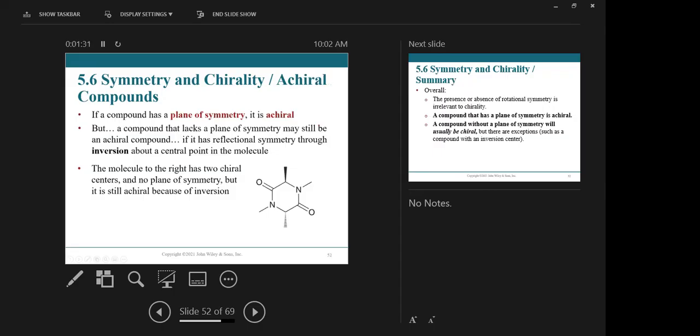If a compound has a plane of symmetry, it is achiral. But a compound that lacks a plane of symmetry may still be achiral if it has a reflection symmetry through an inversion about a central point in the molecule. The molecule to the right has two chiral centers, here and here, and no plane of symmetry, but it still is achiral because of inversion.